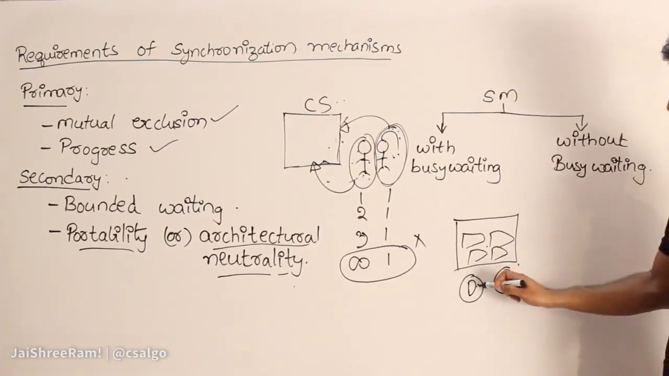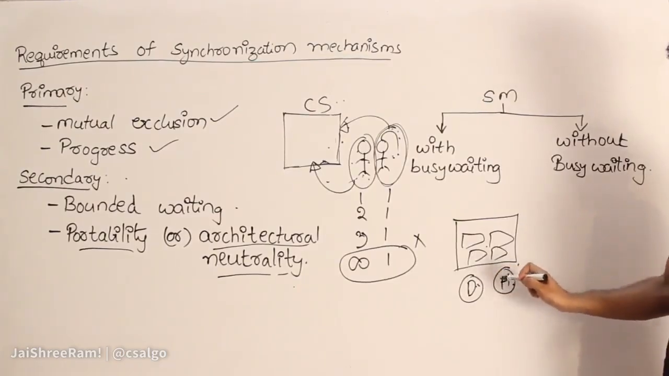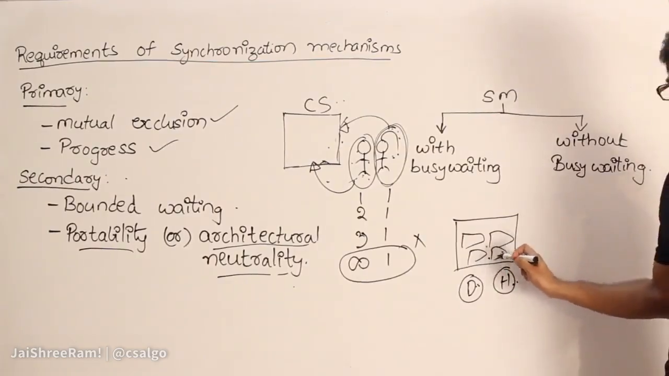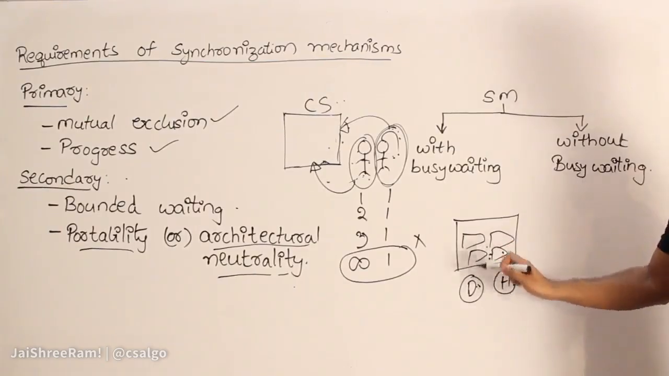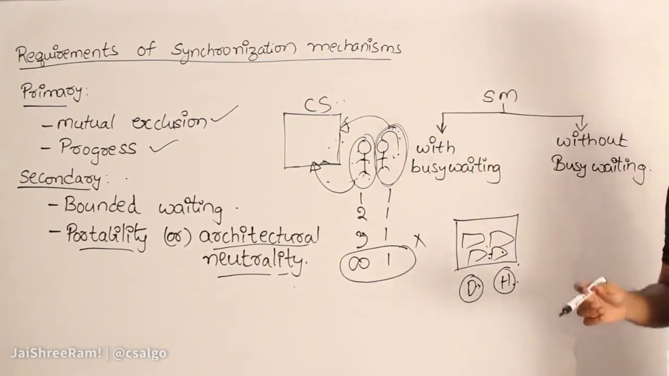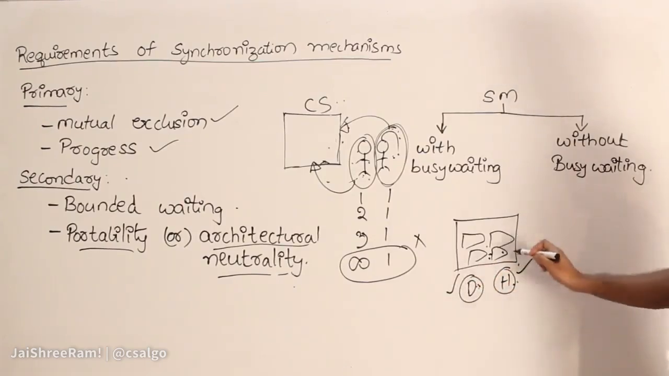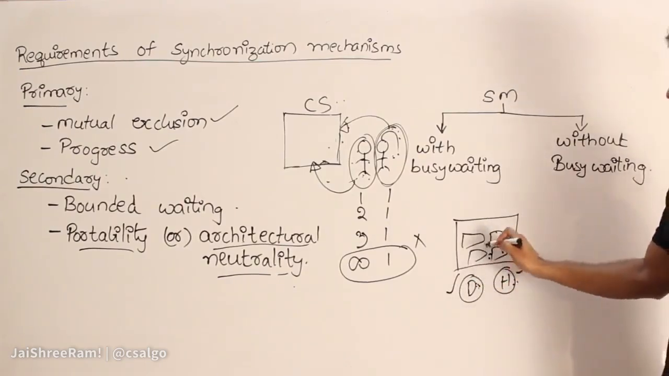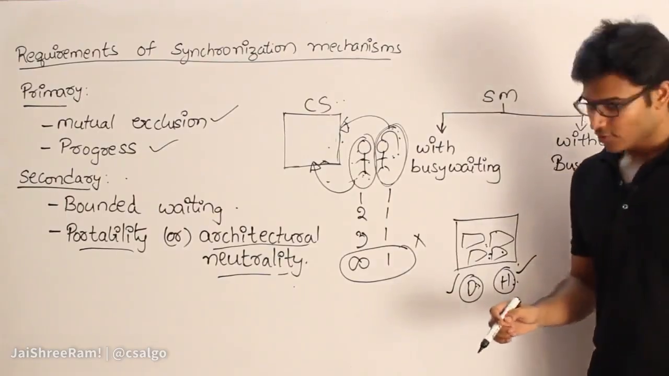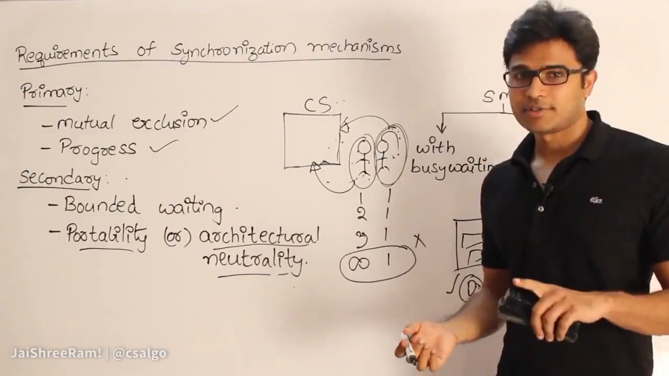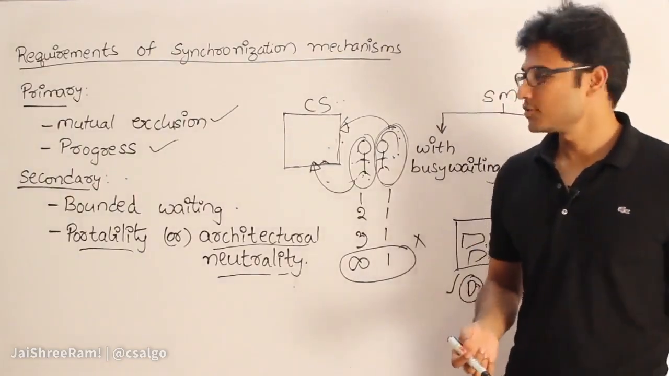But if the dog is stopping the horse from getting into the room, right, that is a problem. Why? The horse wants to eat the grass, but the dog is stopping it, and the dog doesn't want it, right? That is called progress. Progress means the dog should not stop the horse because the horse wants the grass, but the dog doesn't want it, right? So if a process doesn't want to use the critical section, that process should not stop the other process from using it.